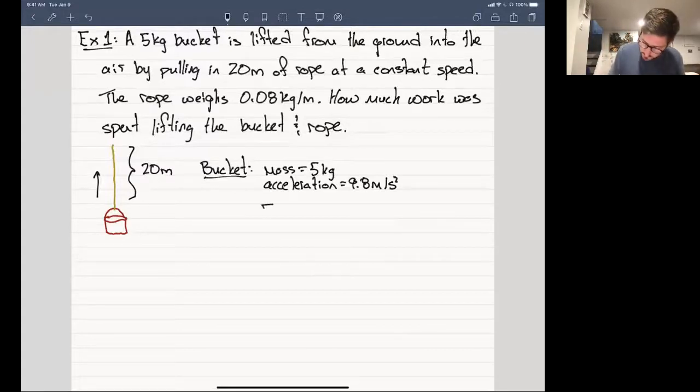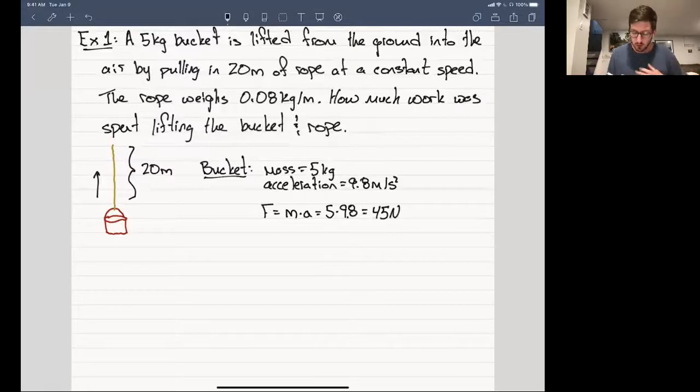So the force in this case is given by Newton's second law, mass times acceleration, which is a fairly simple computation, right? This is 5 times 9.8, and that's actually equal to 49 newtons. So that's the weight of this bucket.